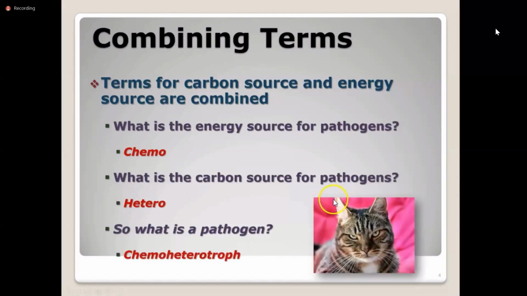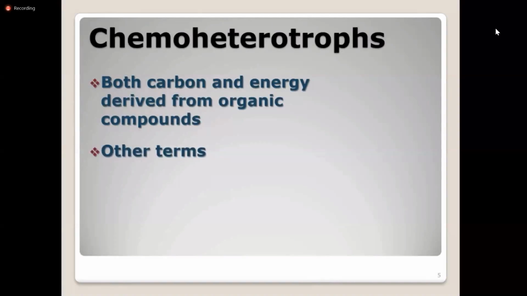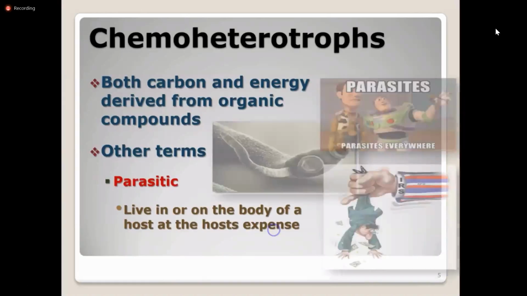So I have a picture of a cat here. Yes, cats are not pathogenic, but they are chemoheterotrophs. We are chemoheterotrophs, and many bacteria are chemoheterotrophs, especially pathogens, because pathogens are using us as a carbon source and as an energy source. So other terms that we can use to describe chemoheterotrophs can be parasitic. If you think about it, that's an organism that would infect you and use you for both your carbon and your energy, but it's not a benefit to you at all. And so it's at our expense.